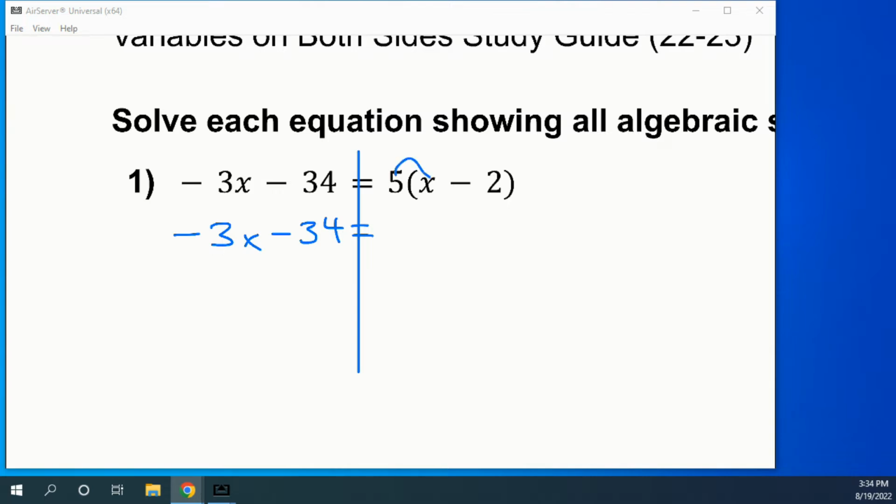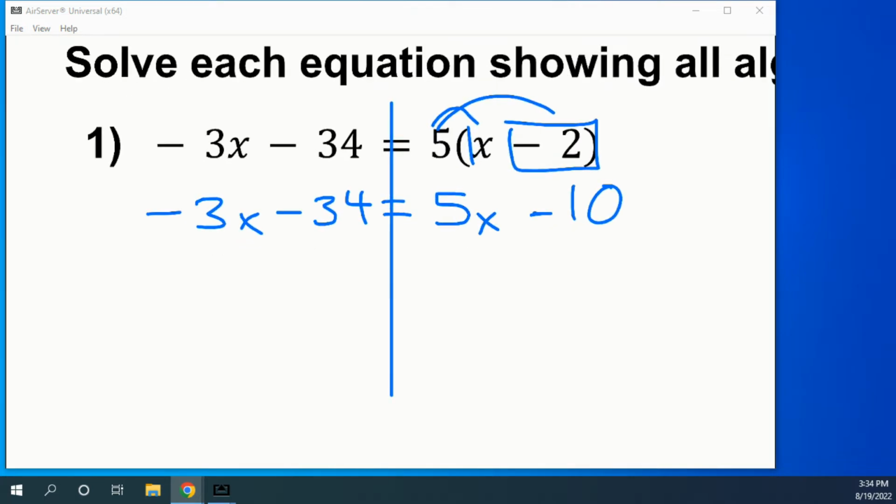On the right side, we're going to take the 5 times the 1. 5 times 1x is 5x. And then take 5 times the negative 2 to get negative 10. There's no combining like terms here because there are no like terms on either side, so we'll move to the third step, which is get your variables on one side.